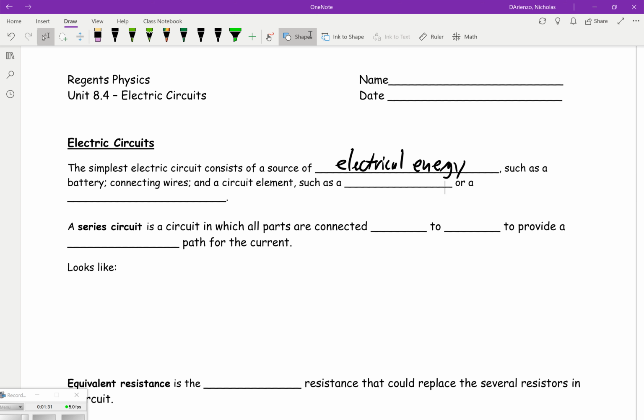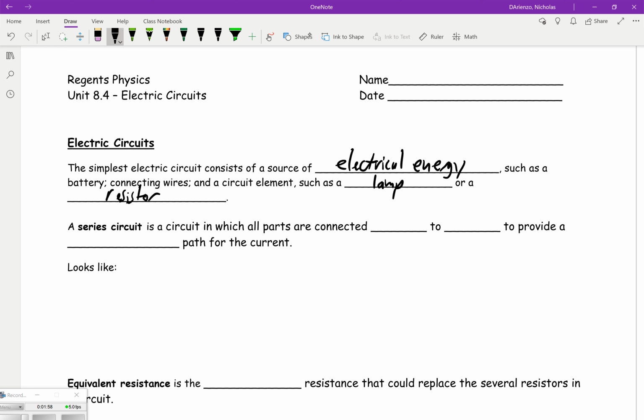And some type of circuit element, something that we're going to be using to do something within this circuit. And this could be, within the scope of this class, what we call a lamp or a light or a resistor. These are two of the more common components that we'll see in our circuits within the scope of this class. Now what we'll focus on for today are series circuits.